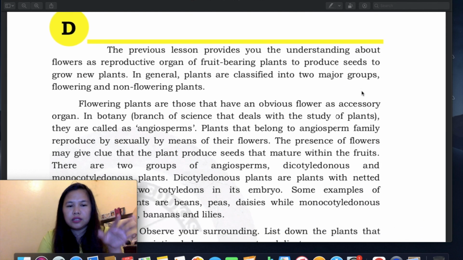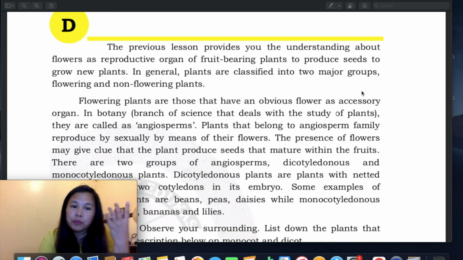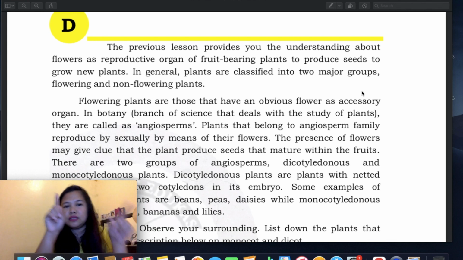So, proceed. The previous lesson provides you the understanding about flowers as reproductive organ. Diba? Yung mga flowers ay nandun. Yung incomplete flowers and complete flowers. Si complete flowers yung both male and female, and yung incomplete flower yung asexual siya.